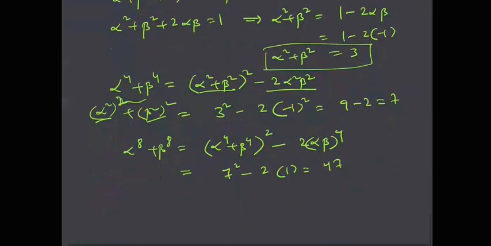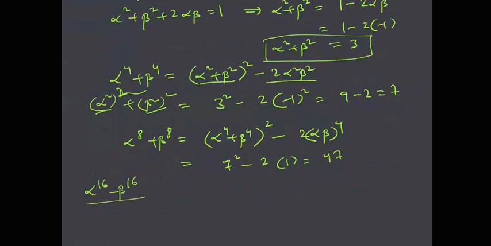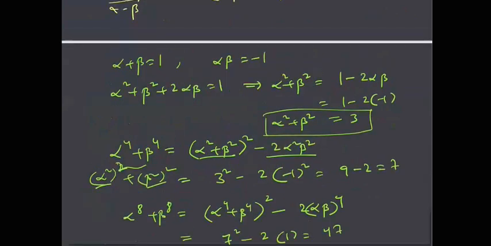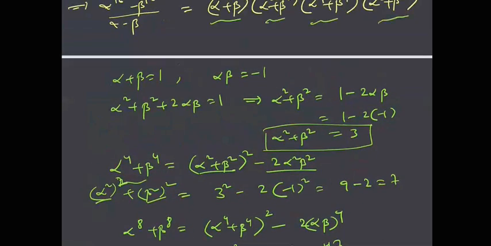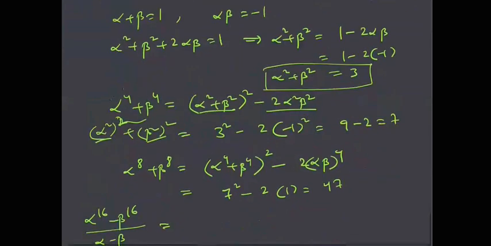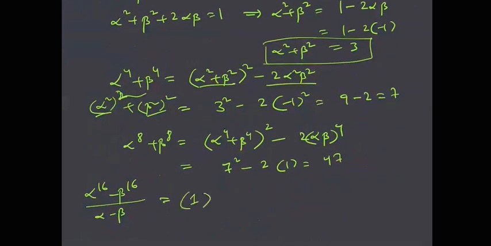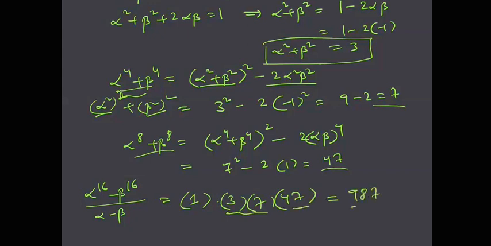So then finally alpha power 16 minus beta power 16 by alpha minus beta, it is alpha plus beta, alpha square plus beta square, alpha 4 plus beta 4, and alpha power 8 plus beta power 8. So alpha plus beta is 1, alpha square plus beta square is 3, alpha 4 plus beta 4 is 7, and alpha power 8 plus beta power 8 is 47. So I think if you simplify this, you should get 987.